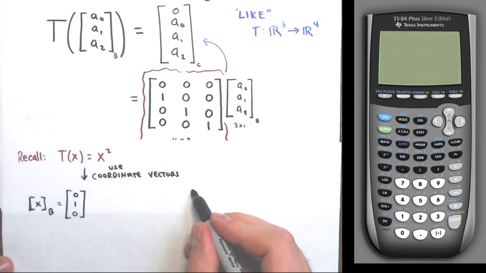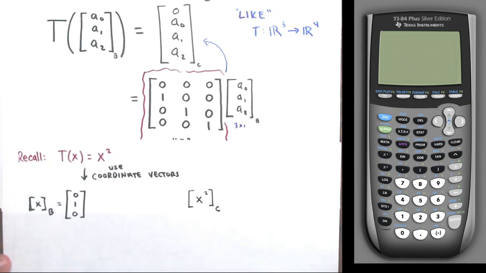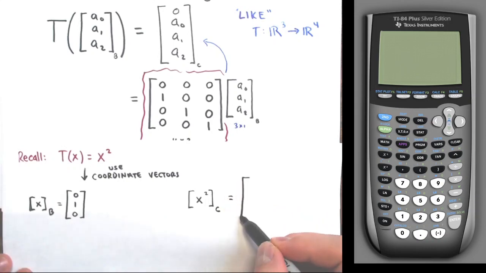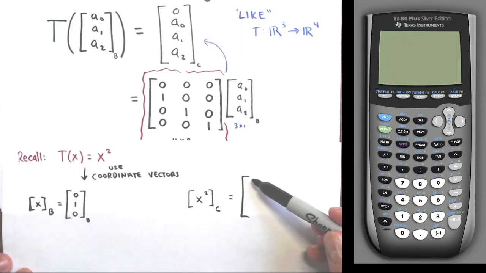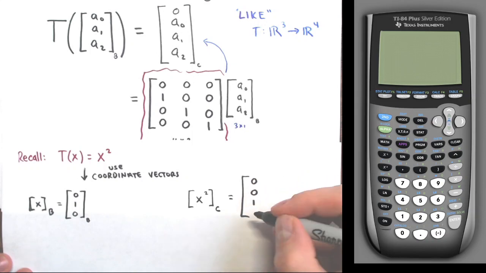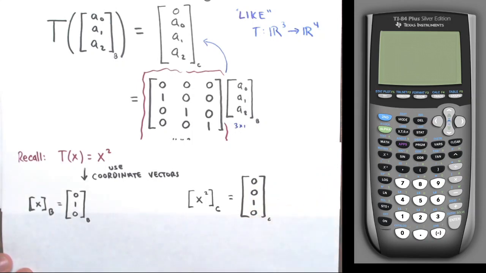And what's the coordinate vector for x squared, the output with respect to basis C? The output is with respect to the standard basis for the codomain. The codomain was P3, which had standard basis 1, x, x squared, and x cubed. So if I write this as a coordinate vector, it's 0 times 1 plus 0 times x plus 1 times x squared plus 0 times x cubed. So it'd be this 4 by 1 vector. Again, these are coordinates with respect to basis C.